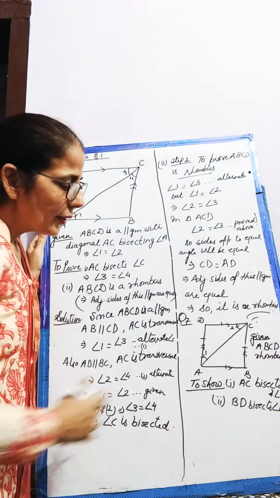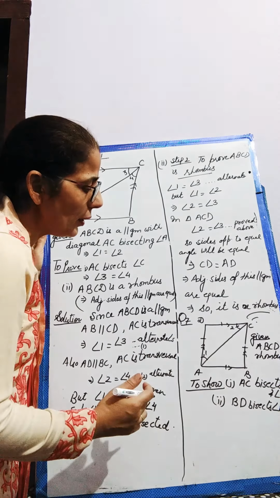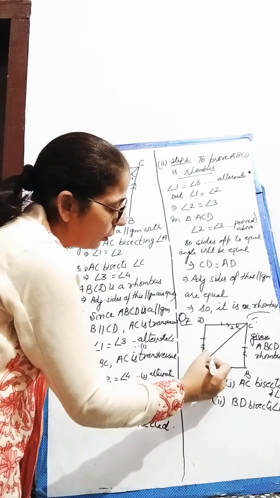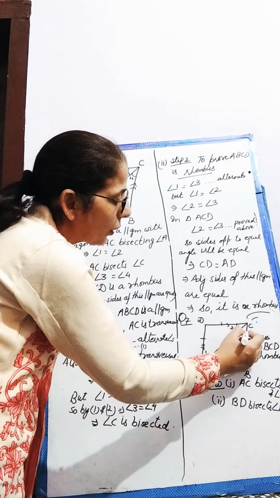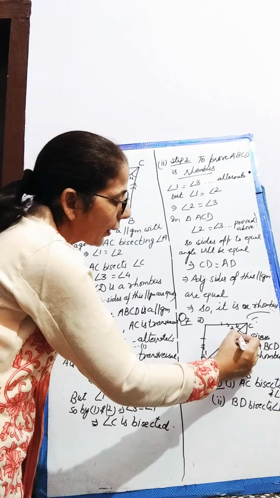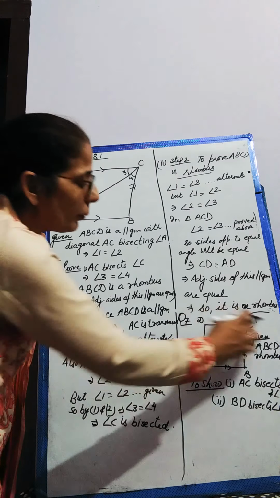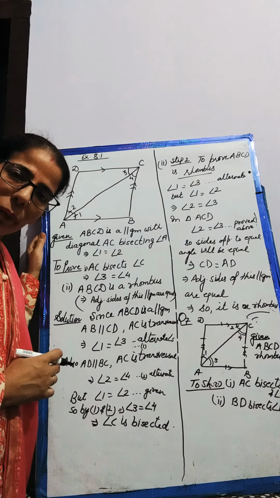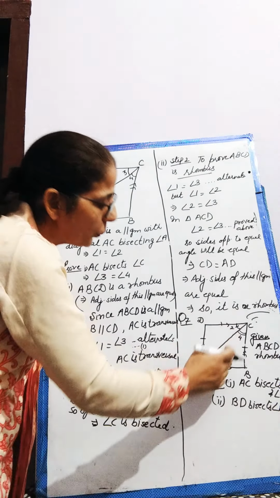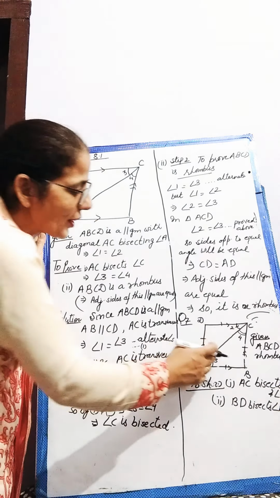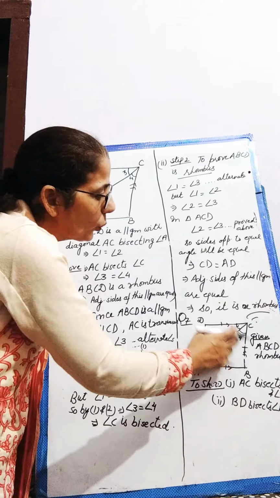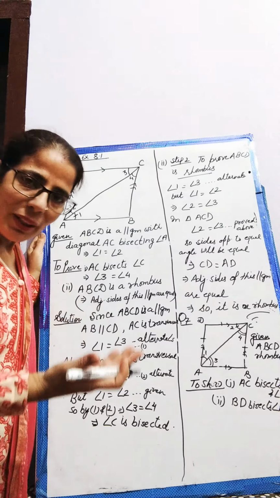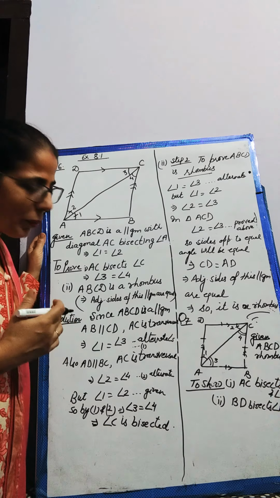Then I will take this triangle. In triangle ABC, this AB side is equal to BC side, so angles opposite to equal sides are equal. So this angle will be equal to this angle: angle 3 will be equal to angle 4. But because it's a rhombus as well as a parallelogram, angle 2 and 3 are also equal. Angle 1 and 2 were equal, 2 and 3 were equal, 3 and 4 were equal. So what happens from this? 1 and 3 are mutually equal, 2 and 4 are mutually equal. It means AC bisects angle A. Similarly, we can prove BD bisects angle B as well as angle D.